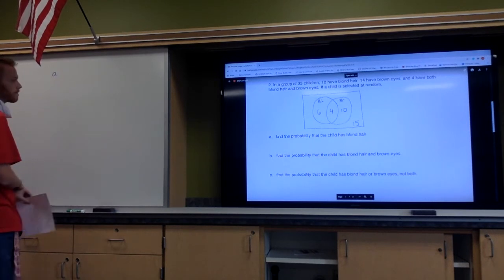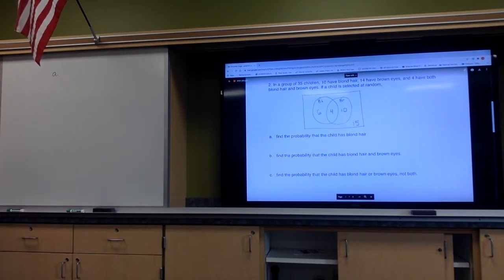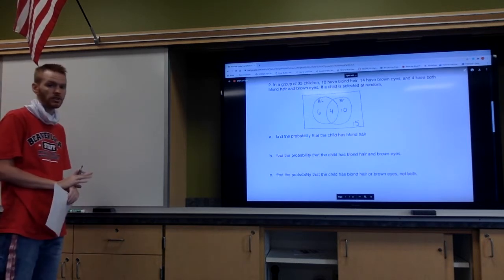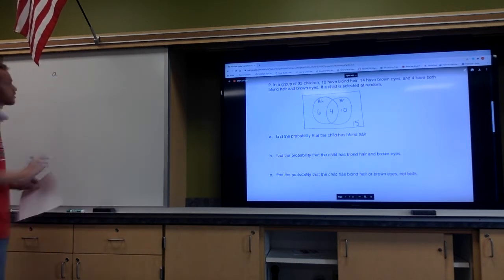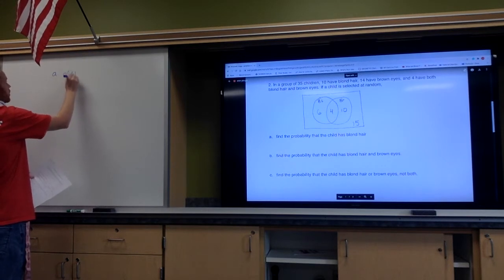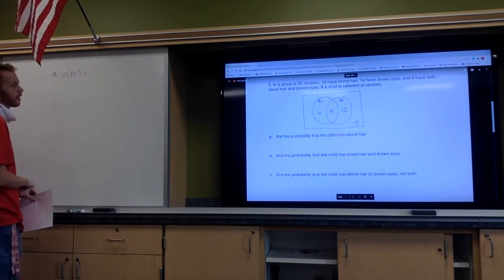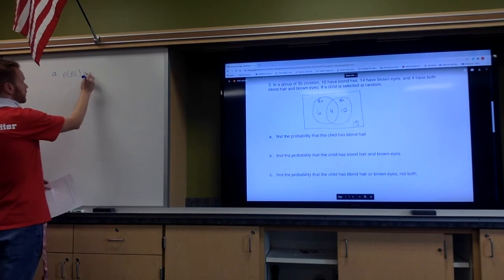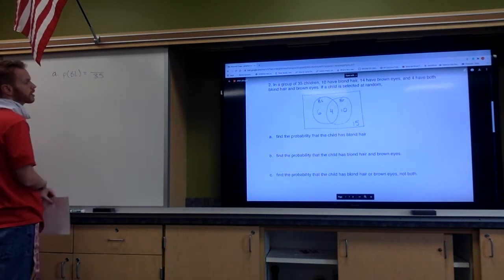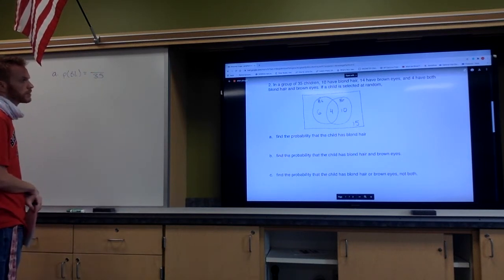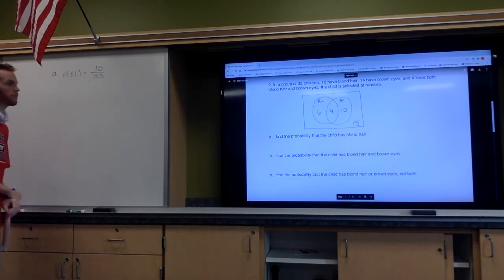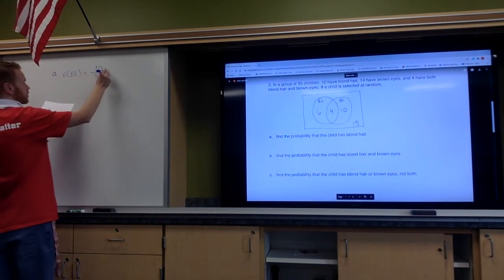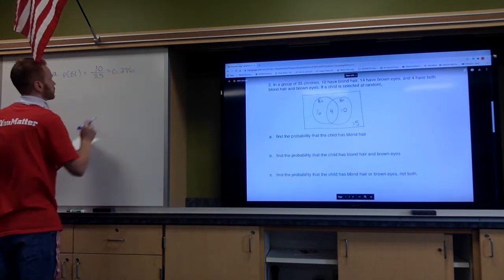Okay, part A. Find the probability that the child has blonde hair. Now notice, it didn't say only blonde hair, right? It just said blonde hair in general. So, let's write this down. Probability that you have blonde hair. There's a total of 35 that goes in the bottom. And then we have what, 10? 10 people that have blonde hair. Some of them could have brown eyes. That could be included. There's no big deal for this. Okay? So divide those, and this is what we get as a decimal.